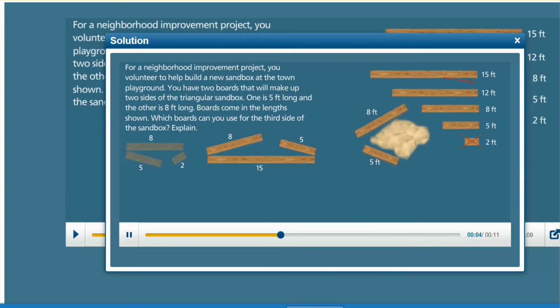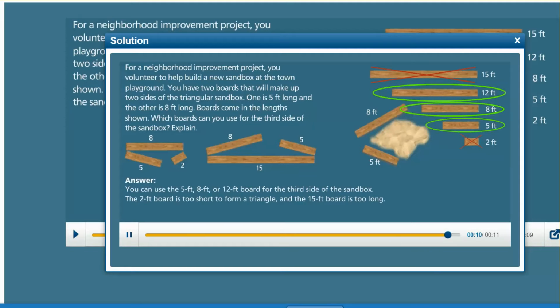So does the 15-foot board work? No, it doesn't work as well. So the only board that's left is the 12-foot board. So we could use the 8-foot, the 5-foot, and the 12-foot board to form the triangle because the 2-foot board is too short and the 15-foot board is too long. And that's what we're going to look at in Theorem 5-12.